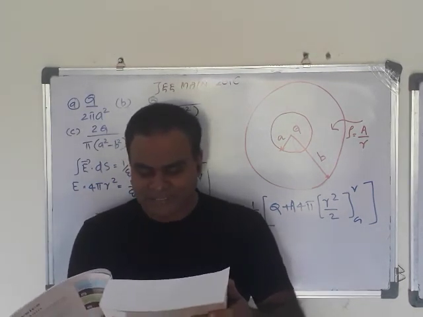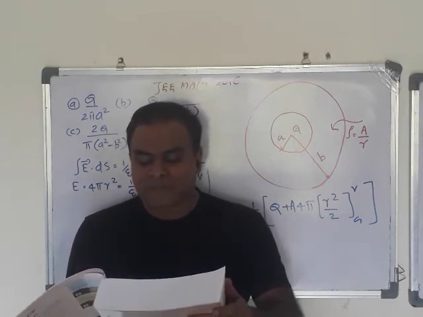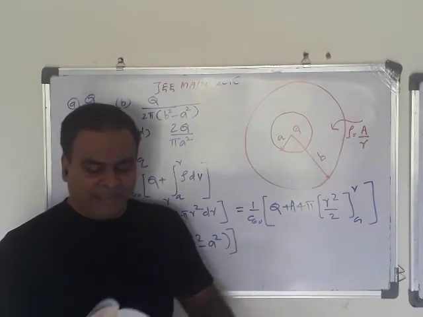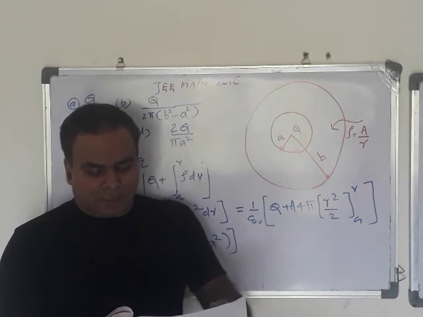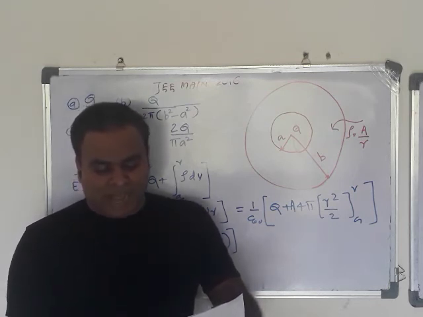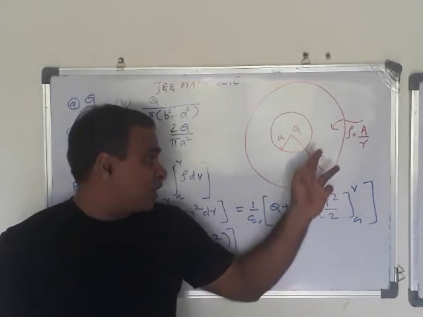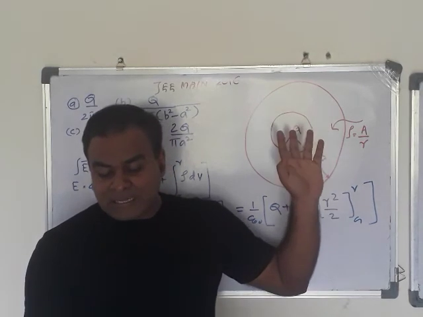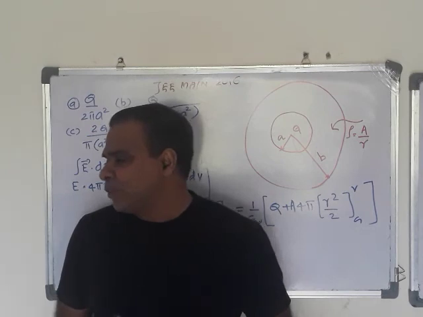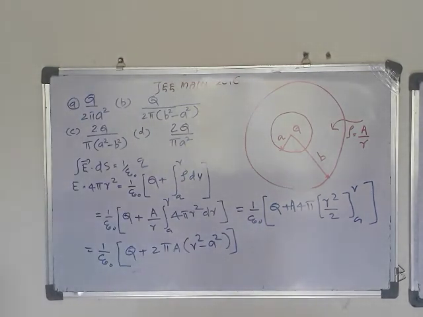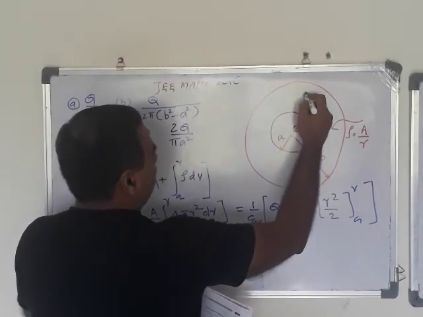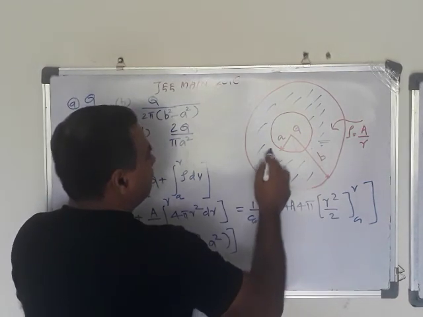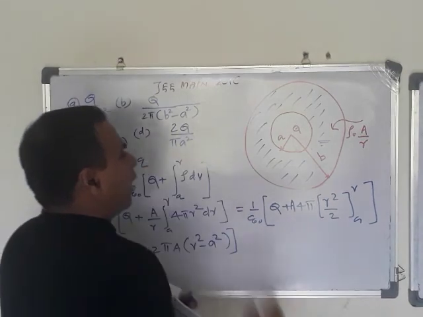Once again, the region between two concentric spheres of radii A and B has volume charge density rho, where A is a constant and r is the distance from the center. One important point is that this volume charge density is defined for the region between the two concentric spheres. This is the region, and it has the volume charge density rho equal to capital A by small r.